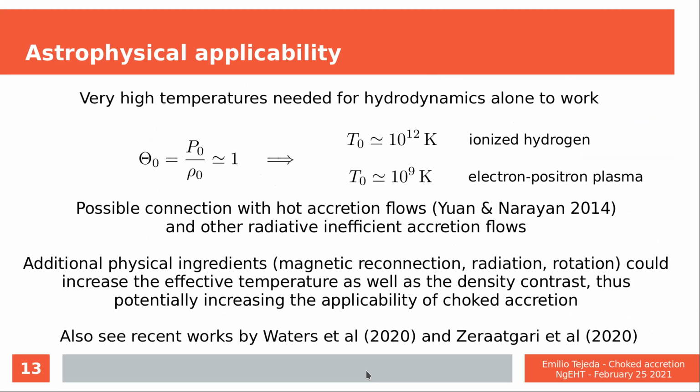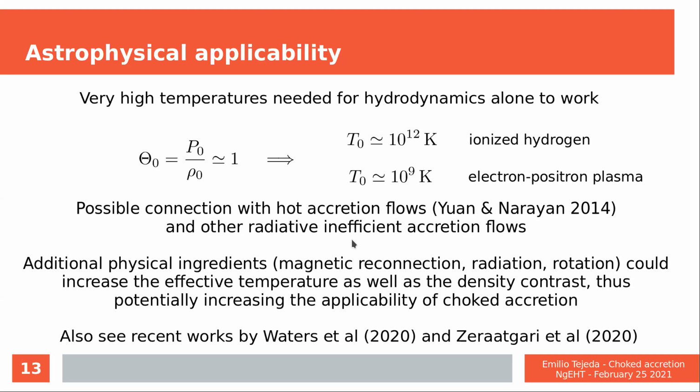Finally, some words regarding the astrophysical applicability of the simple toy model that I have presented here. We have found that for this hydrodynamical model to work by itself as a successful ejection mechanism in actual astrophysical scenarios, extremely large temperatures are needed. These kinds of conditions, though, might be found in systems associated with hot accretion flows such as Sagittarius A* and other radiatively inefficient black holes.